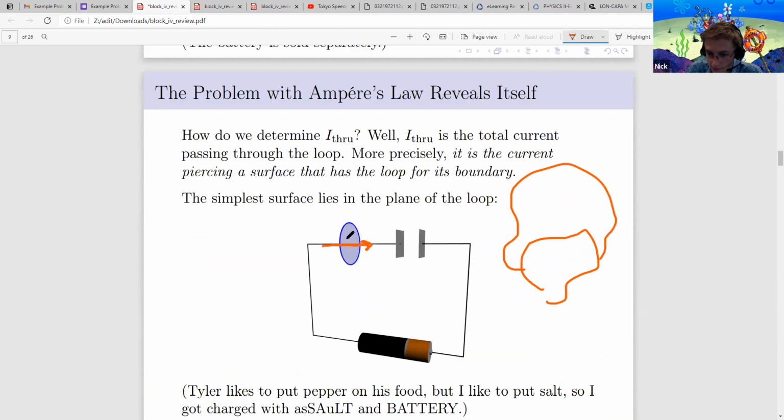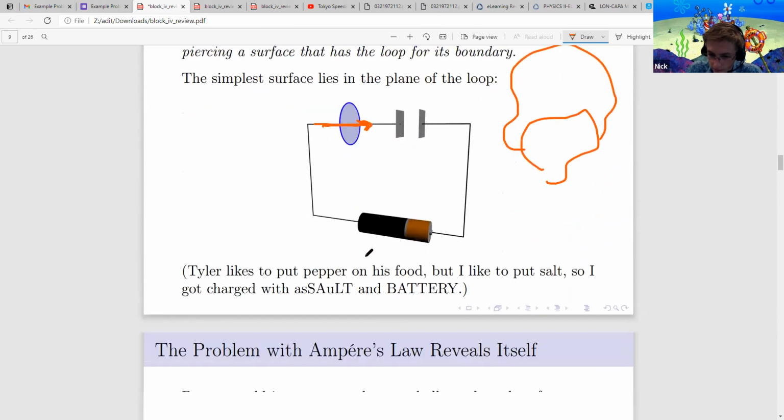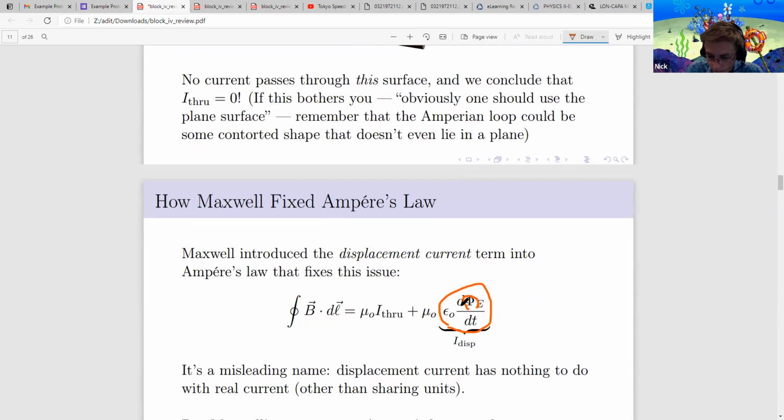Whereas in the other case, if I just have a disk for my surface, I do have current piercing the surface, but I don't have any electric field. So this term is 0. So that fixes that conundrum.